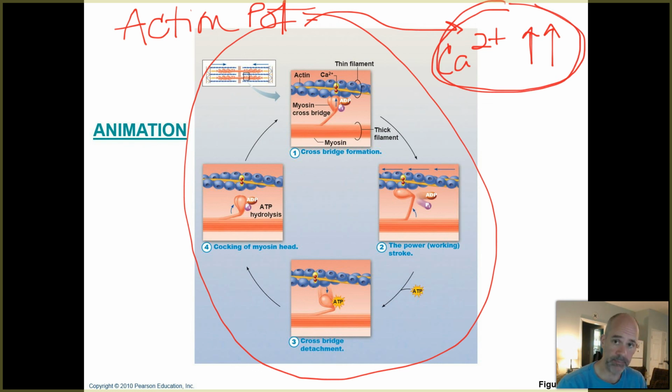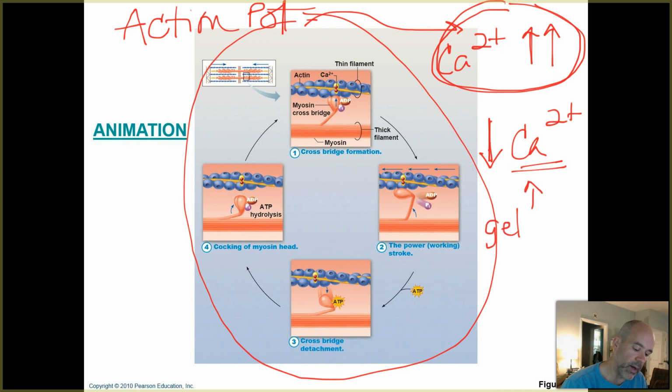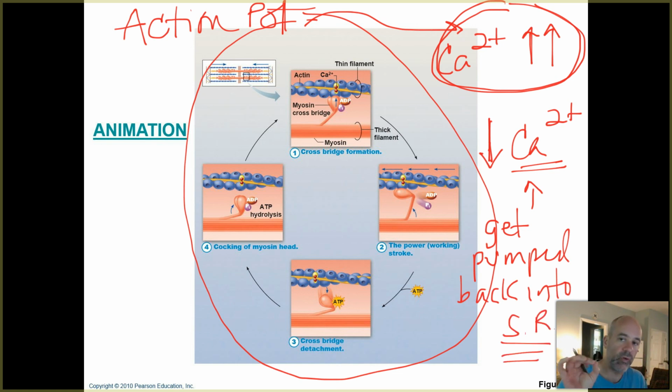Now when you're ready to stop contracting this muscle fiber, the motor neuron quits sending its signals. So what's going to happen? You're going to actually wind up with lower calcium ion levels, and the reason for that is they get pumped back into the SR. All right, so as soon as you lose that signaling, those action potentials, the calcium ions start getting pumped back into the sarcoplasmic reticulum. They get bottled back up pretty quickly.